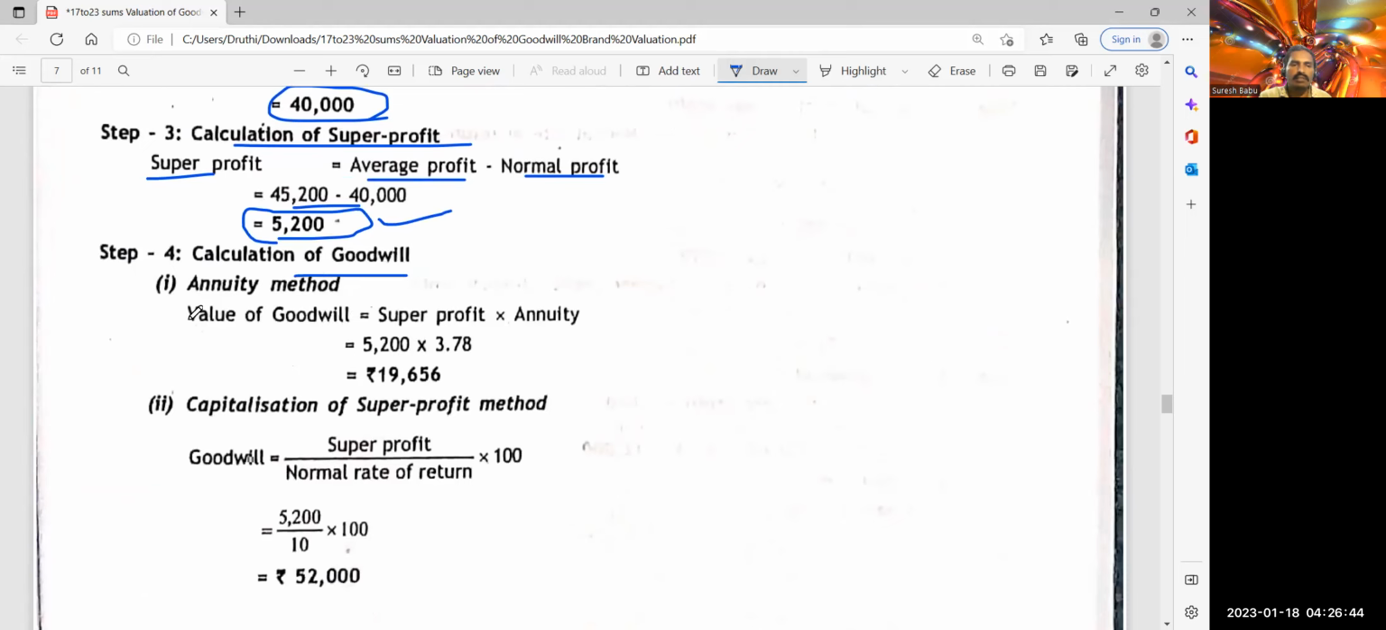Calculation of goodwill, 3 methods. So first one, valuation of goodwill under annuity method. 5,200 into 3.78, 19,656. This is the goodwill under first method. Second method, super profits method. Super profit divided by normal rate of return into 100. 5,200 divided by 10 into 100, 52,000.